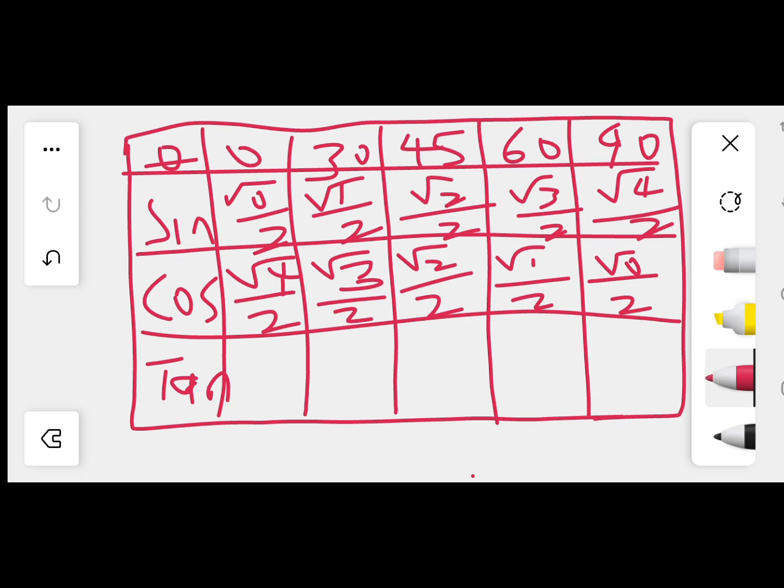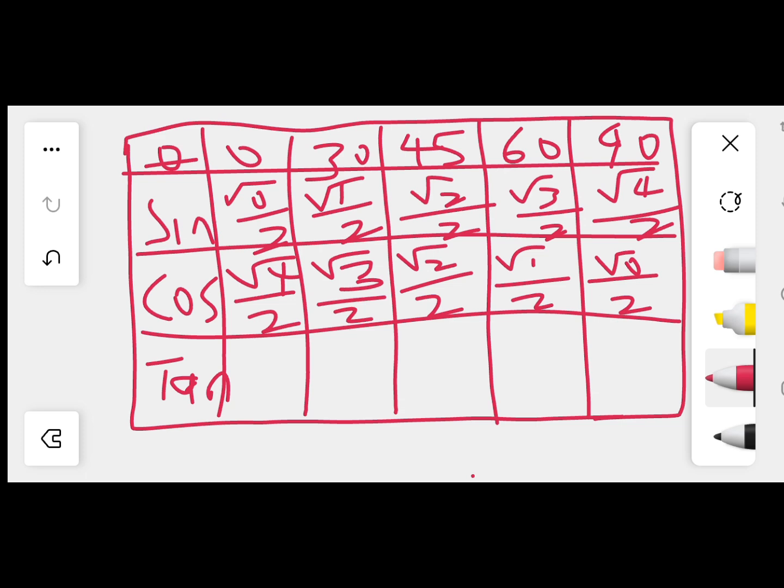Note that anytime you want to calculate tan in mathematics, you can always get your tan by dividing sine over cos. So your tan theta is simply sine theta over cos theta. All right. So all I need to do is divide the value that I have in sine theta by the value in cos theta. So you remember that my sine 0 is 0. So 0 divided by 1.